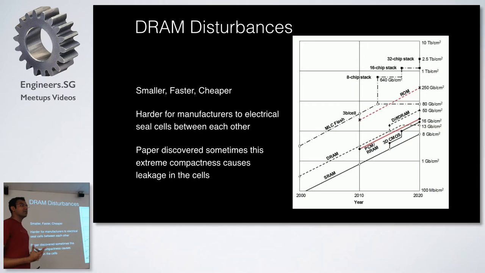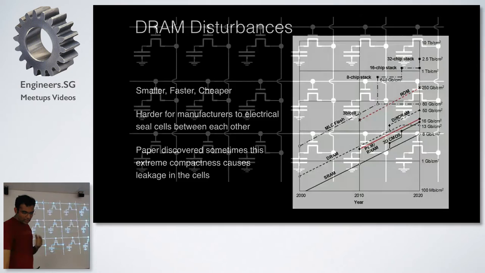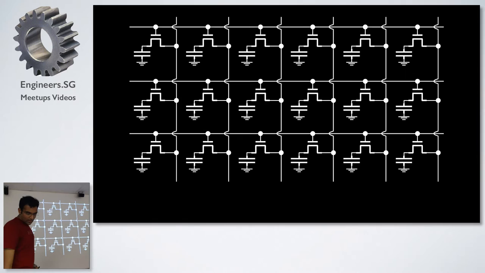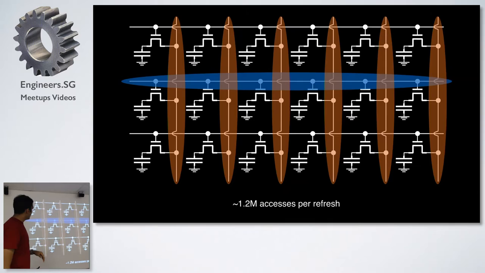So back to a pictorial representation of what they actually discovered. This is an array of cells. I want to read the middle row, so I activate all my bit lines. I activate my word line, which is a horizontal line. What they discovered is that if you hammer, which is basically hitting the same line the maximum number of times you can before it refreshes, like 1.2 million times in a refresh, a charge could accidentally leak from there into the transistor below.